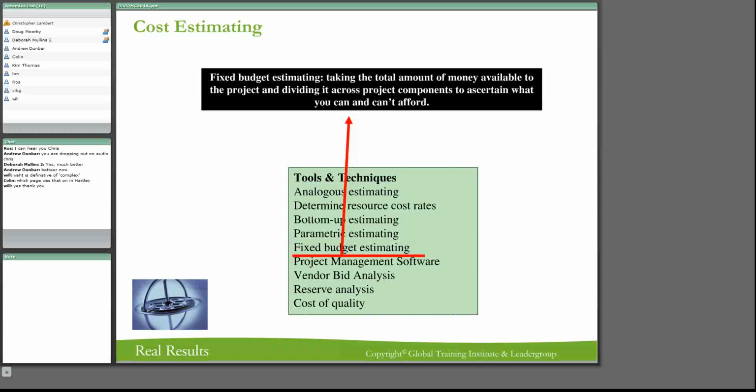Fixed budget estimating takes the total amount of money that's available to the project and then divides it up across the project components.